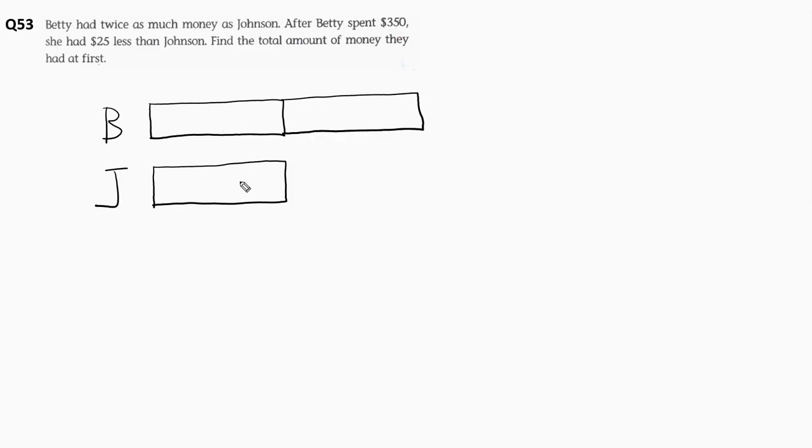Okay. So all of these parts are equal. And have I captured that information? Betty had twice as much as Johnson. Yes, I believe I have. Now it says that after Betty spent $350, she had $25 less than Johnson.